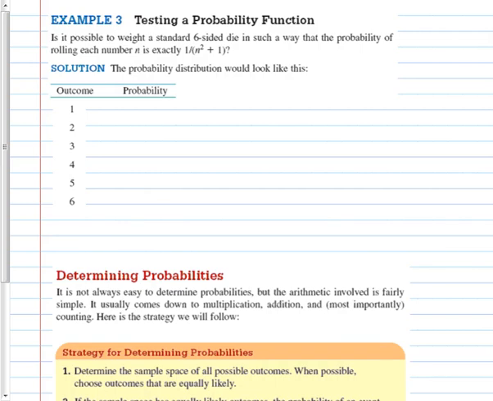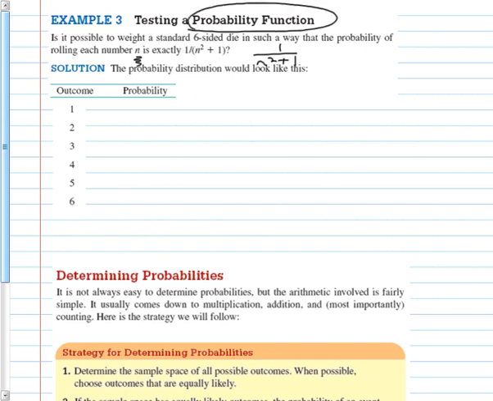Testing a probability function. Now, I am missing something from what I said up here. Oh, maybe that's on another page. Okay. Is it possible to weight a standard 6-sided die in such a way that the probability of rolling each number, we're going to call the number n, is 1 divided by n squared plus 1?